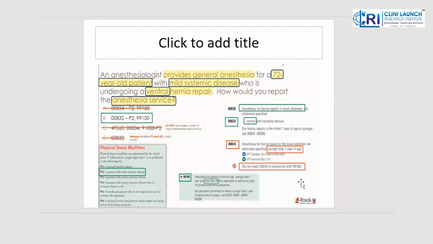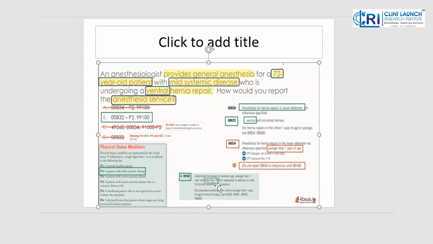Okay. Understood? Yes, ma'am. Okay. So you can read all these guidelines here. So P2 is for a patient with mild systemic disease. So here our patient is also having mild systemic disease. Okay. So always this will go as the modifier, and these qualifying codes will be add-on codes. Okay. This will be the secondary code always.